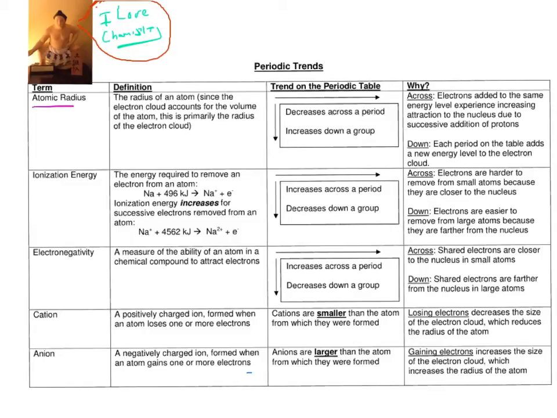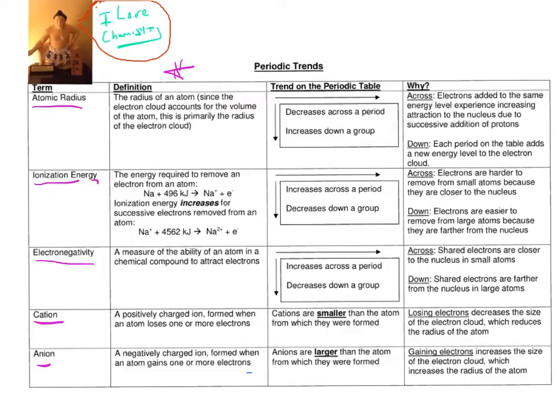We're going to talk about atomic radius. We're going to talk about ionization energy. I think we're going to pass on electronegativity, and we'll talk a little bit about cations and anions. So first off, in your table you've got a column that talks about the definition, what the property means. Now, atomic radius is pretty simple. It simply means the radius of an atom. How big is the atom?